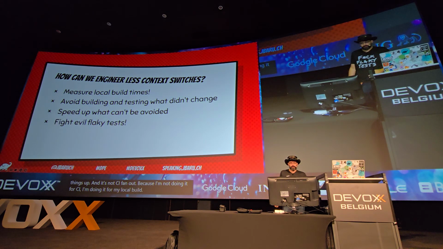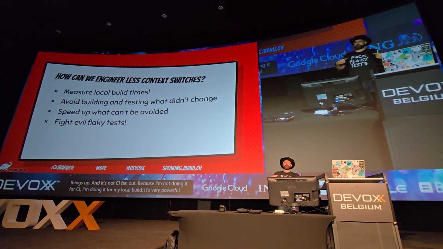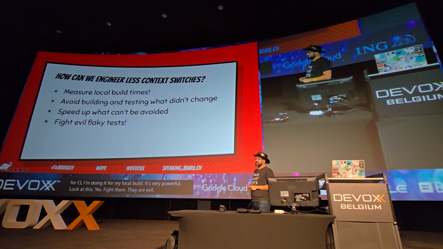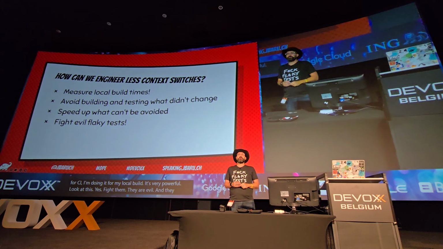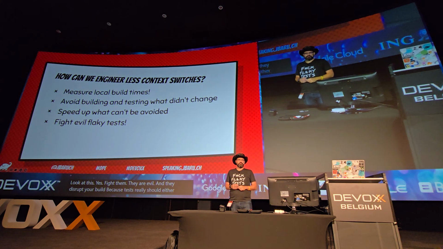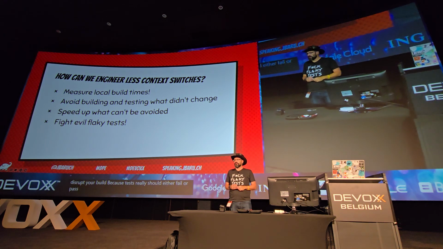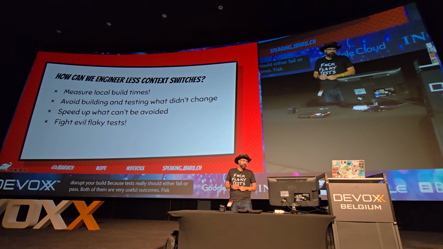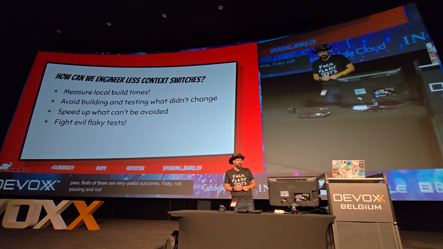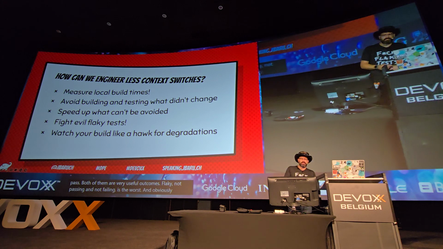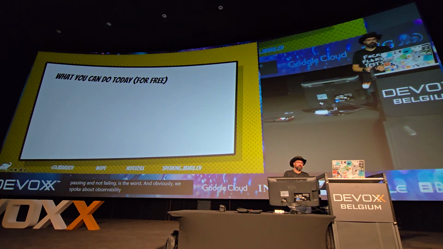It's very powerful. Flaky tests, yes, fight them. They are evil and they disrupt your build because tests really should either fail or pass. Both of them are very useful outcomes. Flaky, not passing and not failing, is the worst. And obviously, we spoke about observability and degradations, right?